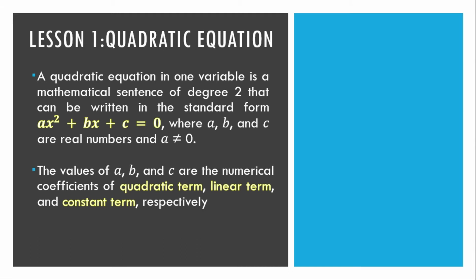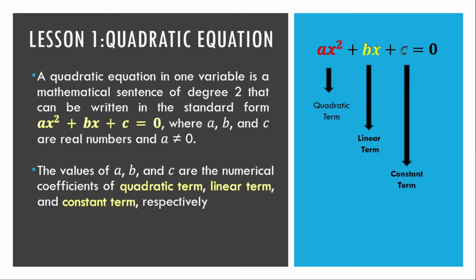So, magbigay tayo ng example para mas malaman itong quadratic term, linear term, and constant term. For example, we have ax squared plus bx plus c is equal to 0. Ax squared is what we call quadratic term, yung pinaka-highest degree of exponent, which is 2. Linear term naman is yung may exponent na 1. So that is what we call linear term. And c is what we call constant term.